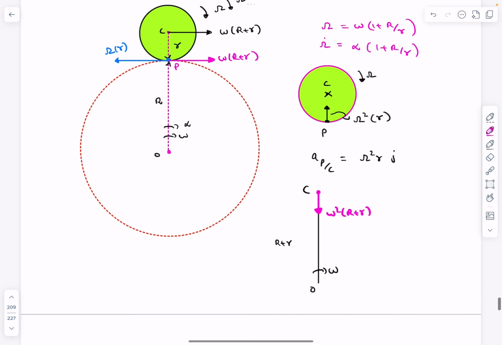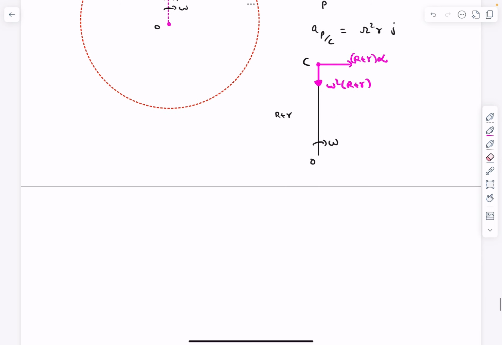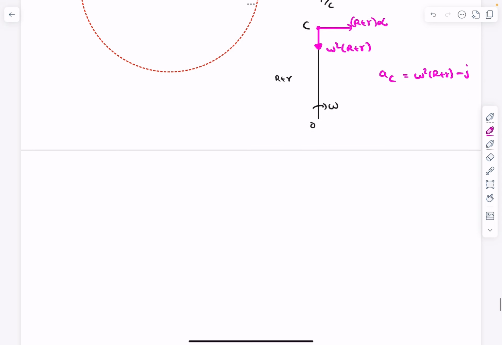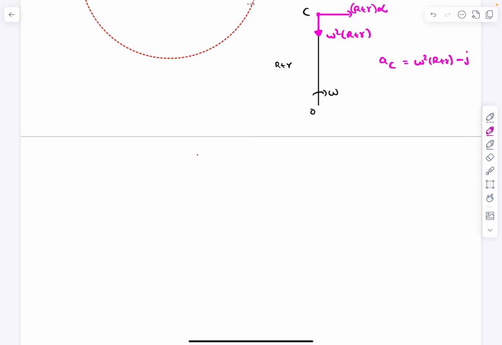Okay, and it will also have an alpha component, right? Which will be capital R plus small r times alpha. But we can ignore this in our discussion because we already know that P won't have any tangential acceleration, right? Okay, so the acceleration of C with respect to the ground frame, I'm just considering the vertical acceleration or in the y cap direction. Okay, so this is equal to omega squared times capital R plus small r in the minus j direction. So now all we have to do is add the relative acceleration to AC.